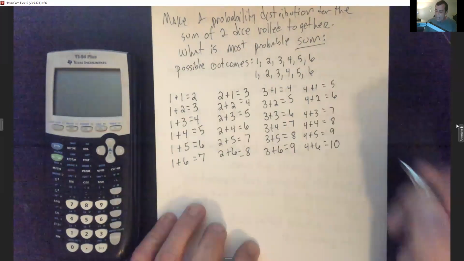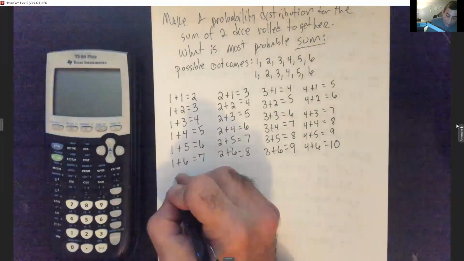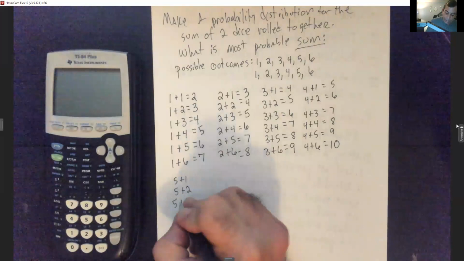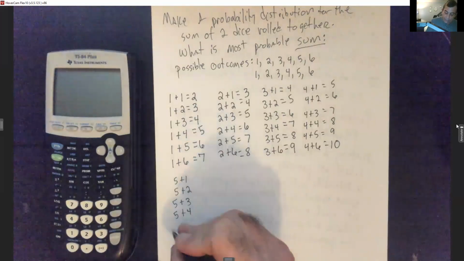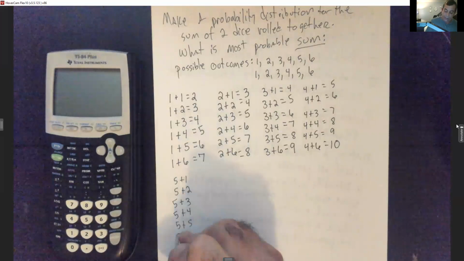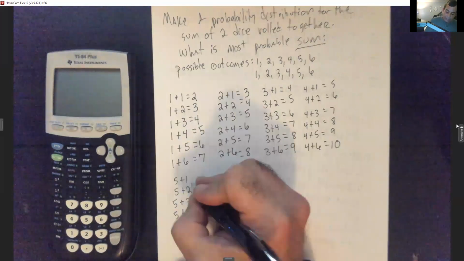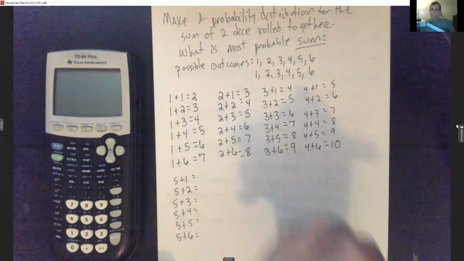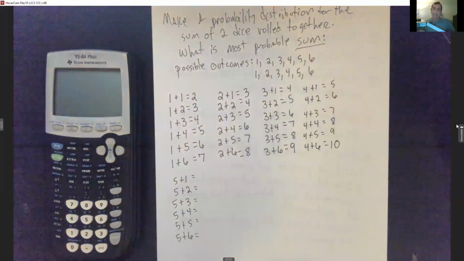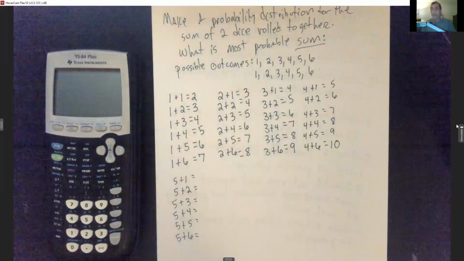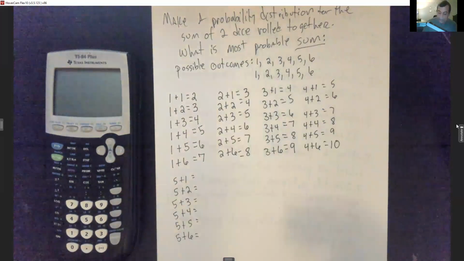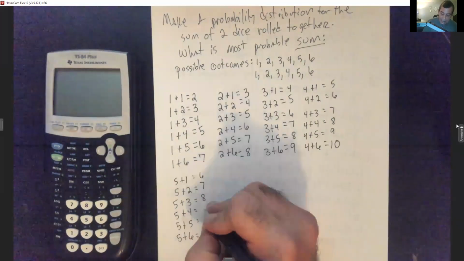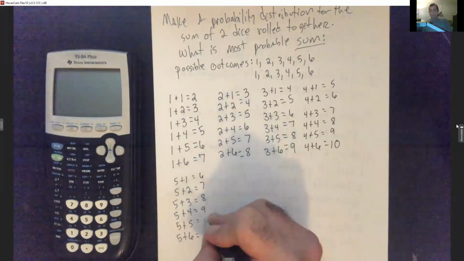So y'all, we got to do the 5s and the 6s. So 5 plus 1, 5 plus 2, 5 plus 3, 5 plus 4, 5 plus 5, 5 plus 6. So y'all are sort of seeing that this statistics and this probability stuff has a lot of math in it when you're looking at these probabilities, okay? All right, so let's add these up. That'd give me 6, 7, 8, 9, 10, and 11.